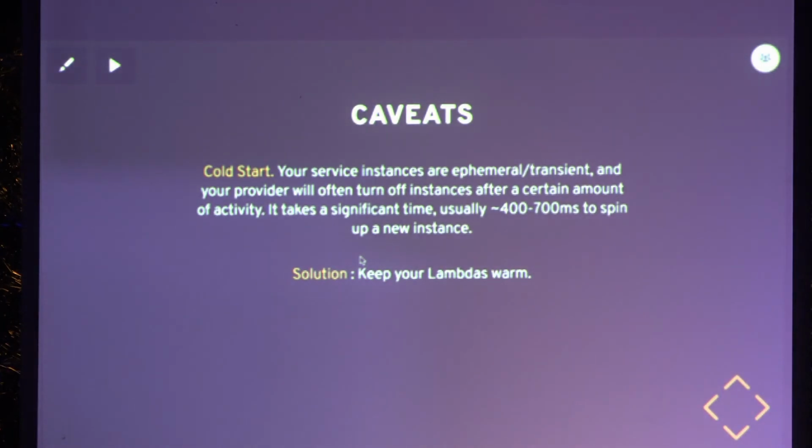There's a cold start for AWS Lambda. Our service instances are ephemeral or transient in nature, and our provider, which is AWS in our case, will often turn off instances after a certain amount of inactivity. It takes a significant time, usually 400 to 700 milliseconds, to spin up a new instance. But the solution to that one is to keep our Lambdas warm, and there are plugins in the Serverless framework ecosystem that do that.